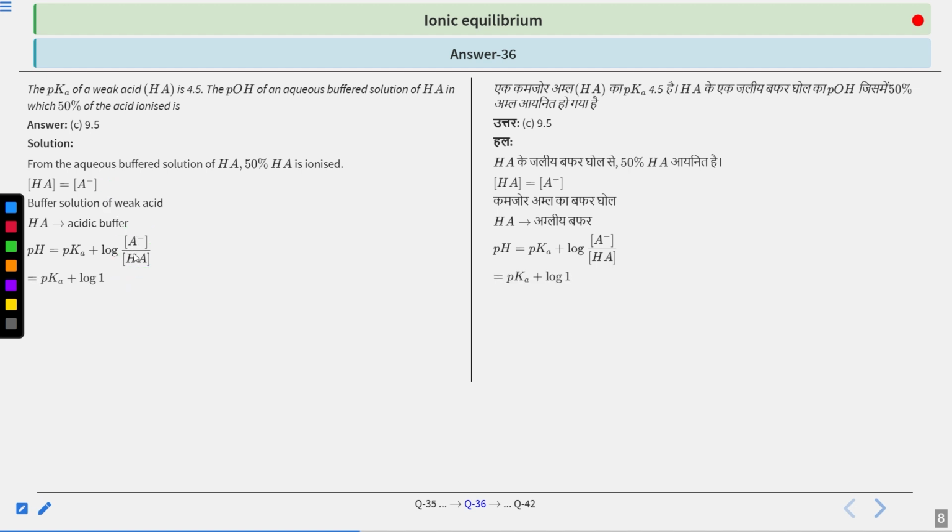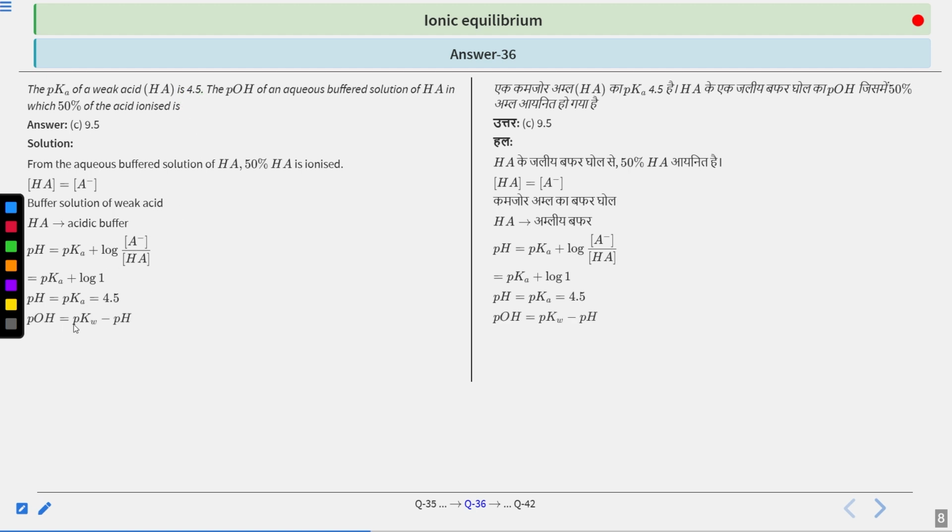So this and this get cancelled out, and we can write this as log 1. So pH is basically equal to pKa plus log 1. Now log 1 value is 0, therefore pH is equal to pKa, that is 4.5. Okay, this is given here. So we got the pH.